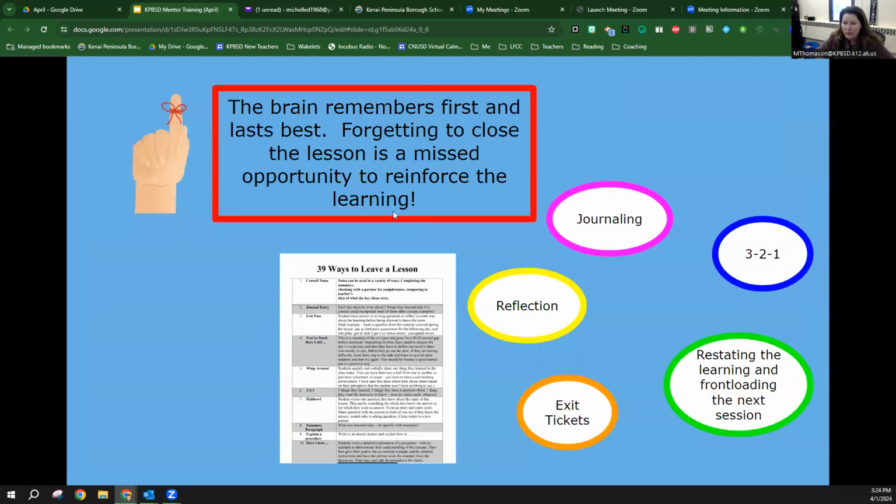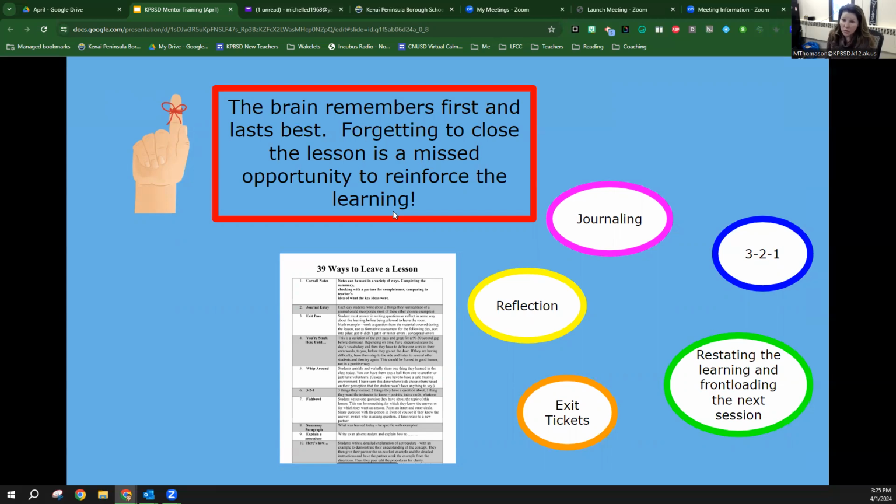Okay, let's talk a little bit more about closure. The brain remembers first and last best. So forgetting to close the lesson is a missed opportunity to reinforce the learning. Sometimes that closure could just be restating the learning target, restating what you wanted students to know or be able to do during that learning period. It also could be some journaling. It could be a reflection piece. It could be an exit ticket.